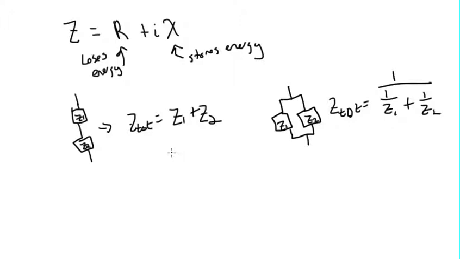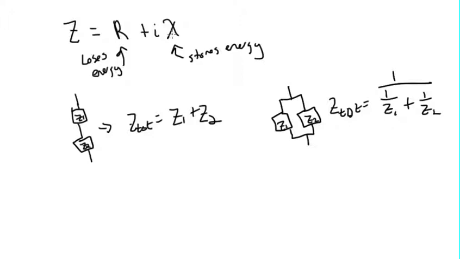So hopefully now you have an idea that impedance is a complex quantity. There's a real part which loses energy and an imaginary part which stores energy. The reason why we go into complex quantities is because it makes math and analysis in AC circuits much easier if you use complex quantities.